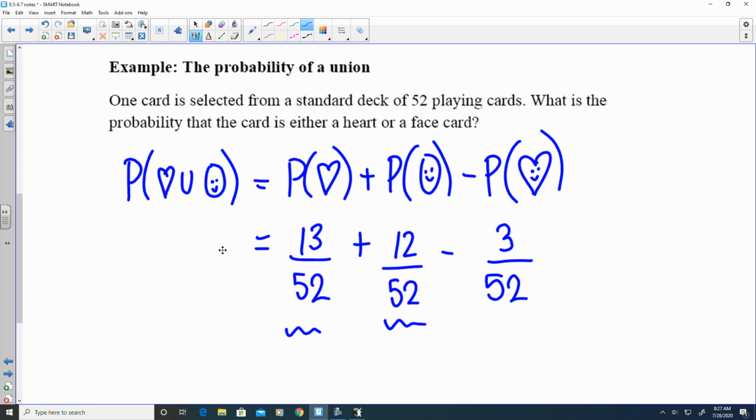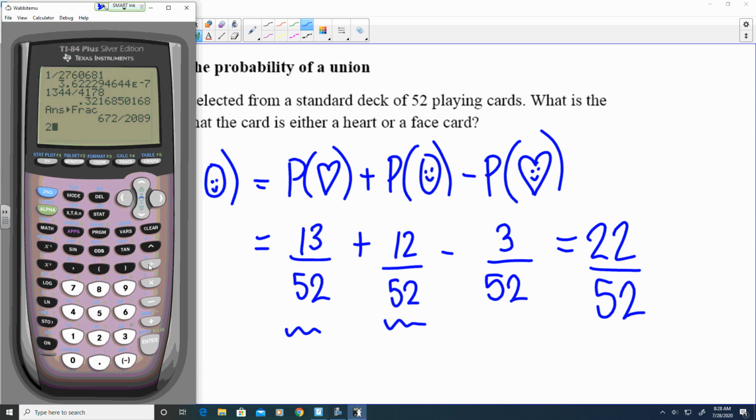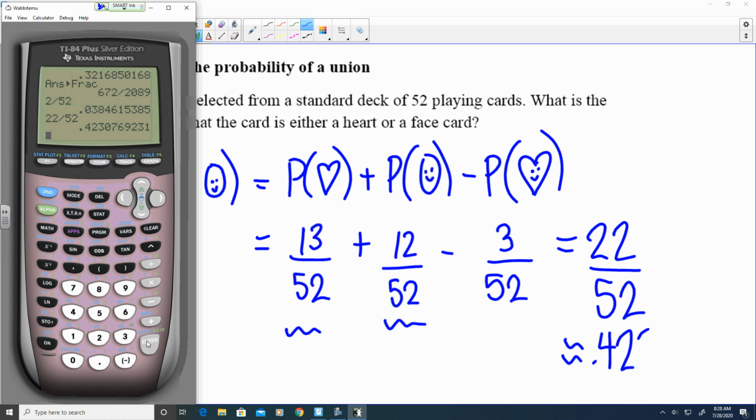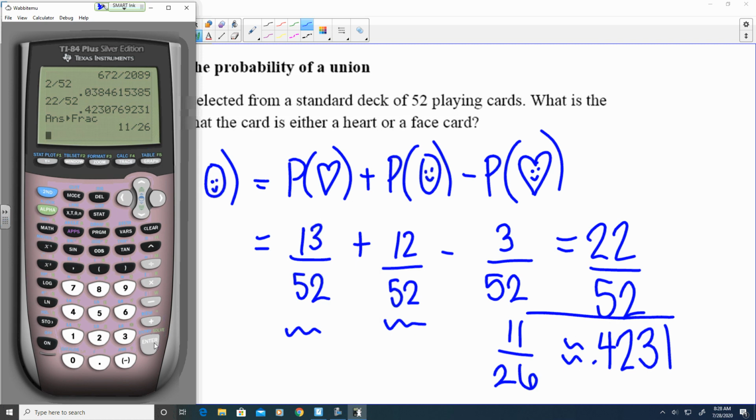Okay, so I'm going to get 22 over 52. Let's see what that 22 over 52 is as a decimal. 0.4231, as a fraction, 11 over 26. Again, either one of those is acceptable.